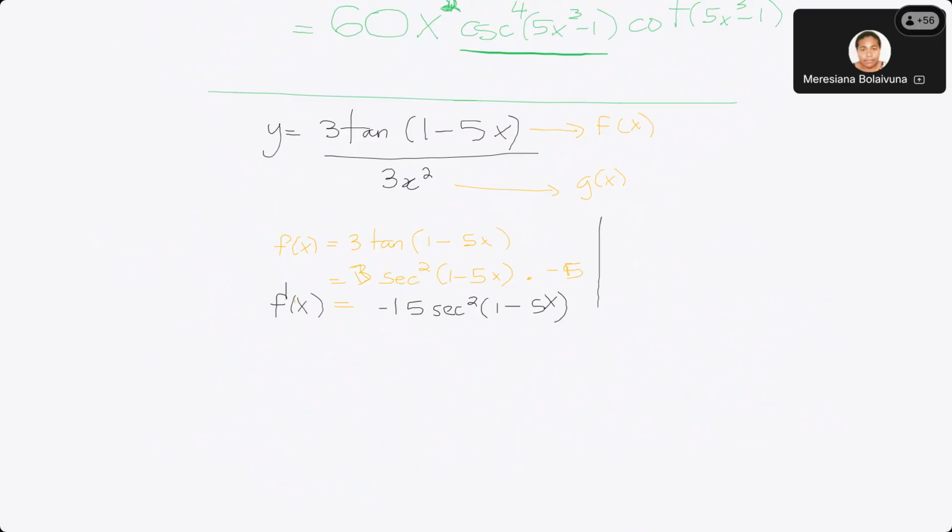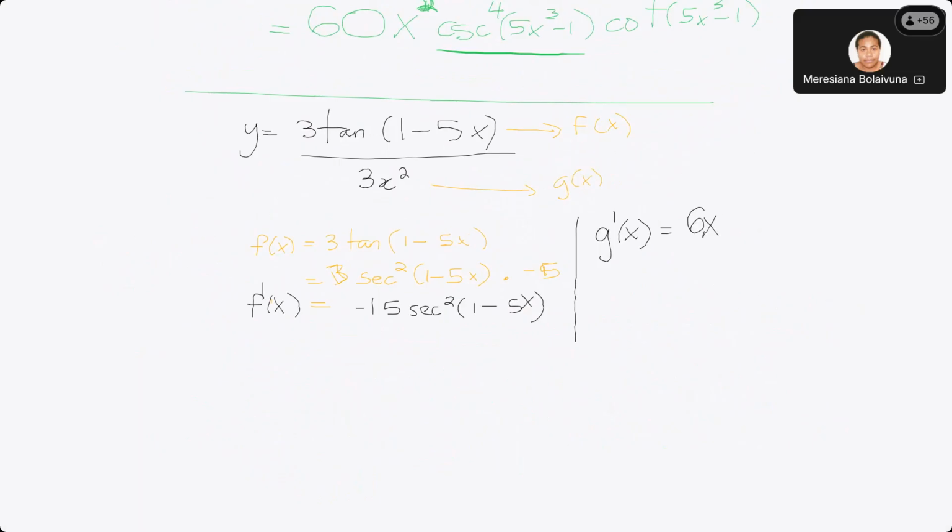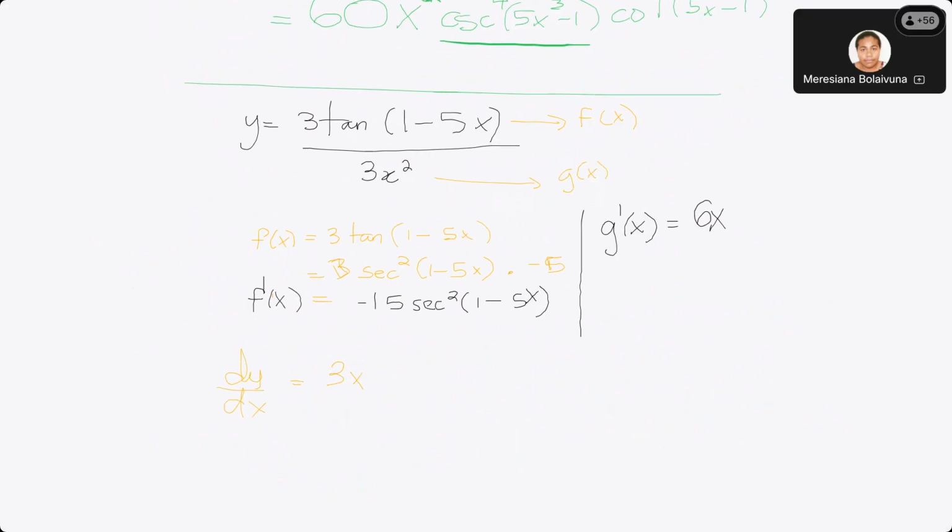Can you differentiate g of x? What is the derivative of g of x? If g of x is 3x squared, what is g dash? G dash is 6x, right? G dash is 6x. So now we put that into the formula. dy dx for the quotient rule is g times f dash. G is 3x squared. Sorry, it's not 3x squared, it's 3x cubed. Thank you. This is 3x cubed.